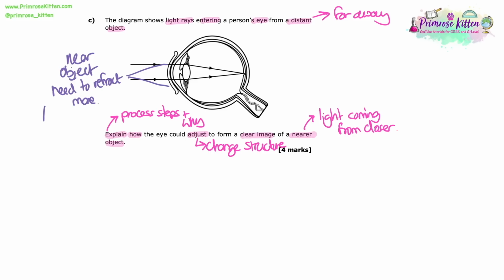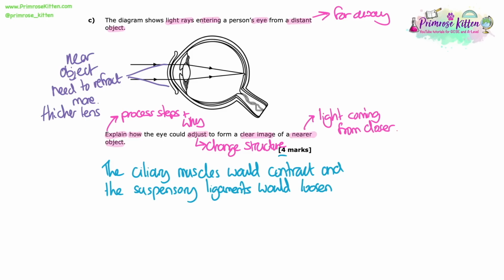So in order to then refract and bend those light rays back towards a point on the retina, we would need to refract those light rays more. So we need a thicker lens. So it's about how the eye is going to make the lens thicker and then explaining that that would refract the light more in order to focus it on the retina. So our first mark is about the ciliary muscles contracting, and then we need to talk about the suspensory ligaments loosening. These are the 2 ways round that we need to get it right, and we need to just remember if we're doing a near object, ciliary muscles contract, suspensory ligaments loosen.